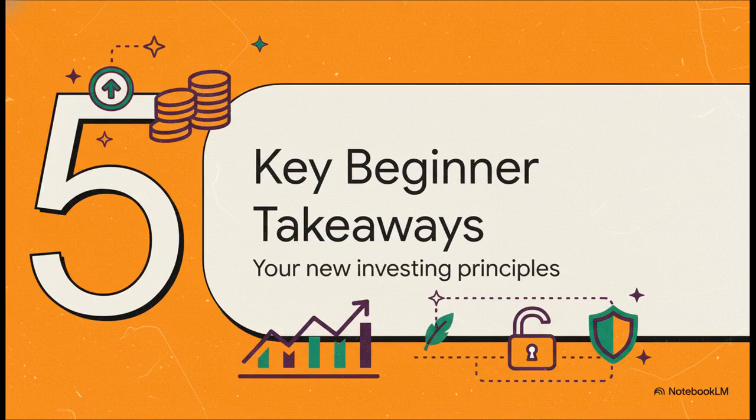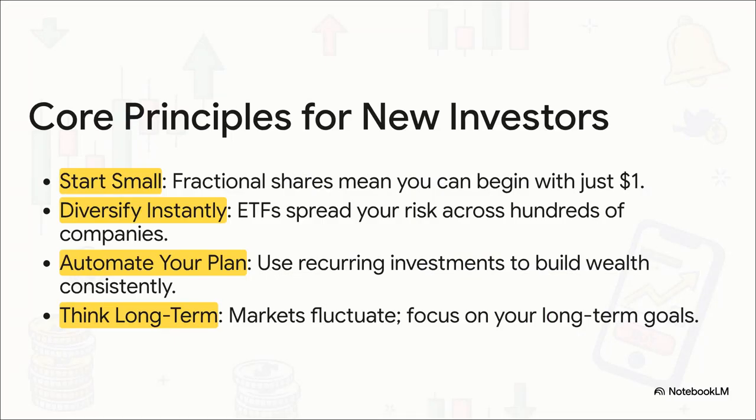And that brings us to our final section, the key takeaways. Let's boil everything we just talked about down into a few core ideas you can take with you. So if you remember nothing else from this, remember these 4 things. 1, start small. You do not need a lot of money thanks to fractional shares. 2, diversify instantly. An ETF is your best friend here. 3, automate your plan, set it and forget it. And 4, maybe the most important, think long-term.